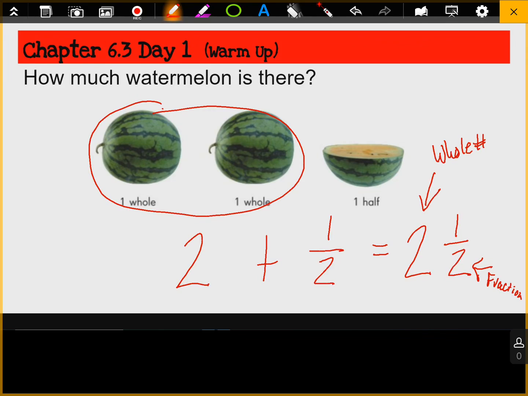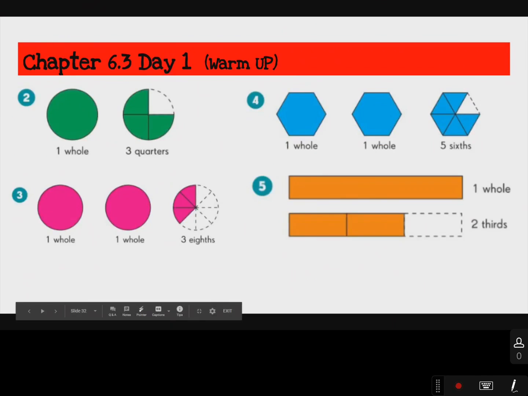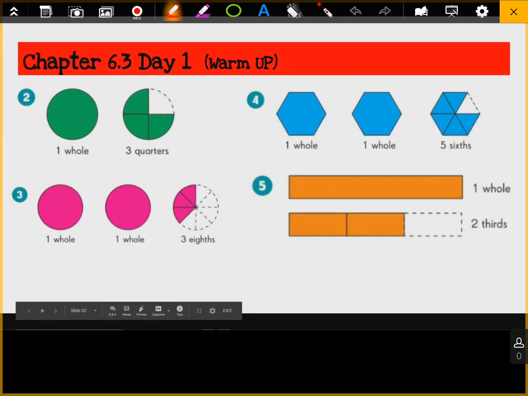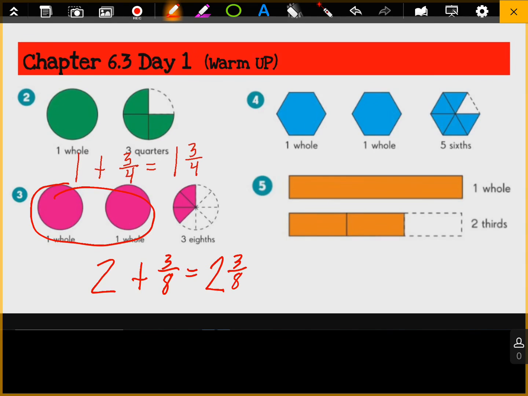Let's identify some more mixed numbers. Look at number 2. That is 1 whole and 3/4. That creates the mixed number 1 and 3/4. This can also be read 1 and 3/4. Number 3. There's 2 wholes and the fraction 3/8. That creates the mixed number 2 and 3/8.